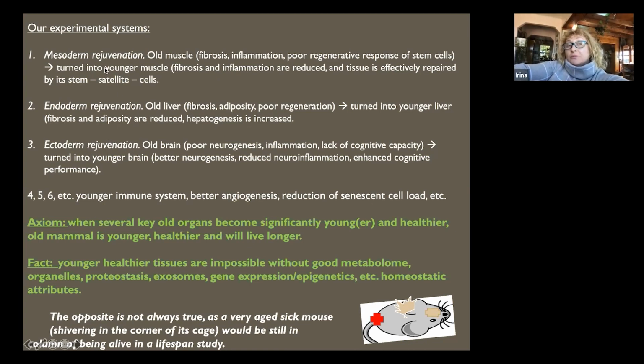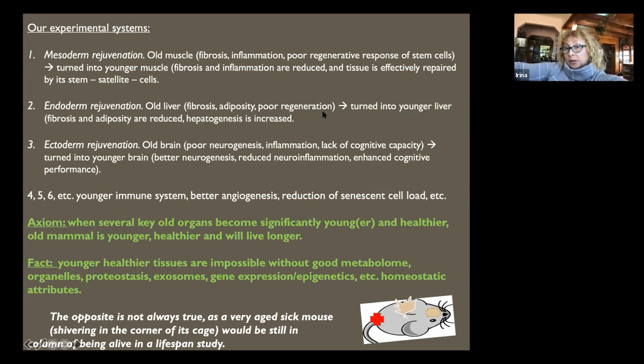For muscle, for mesoderm, we look at muscle, and we look at fibrosis, inflammation, poor regenerative responses. And we are able to show that old muscle, for all practical purposes, is turned into young muscle, where fibrosis and inflammation are decreased, and tissue repair after injury is now effective, moreover, by the old tissue stem cells called satellite cells. And then for endoderm, we assay typically liver, where we also look at fibrosis, adiposity, and poor regeneration.